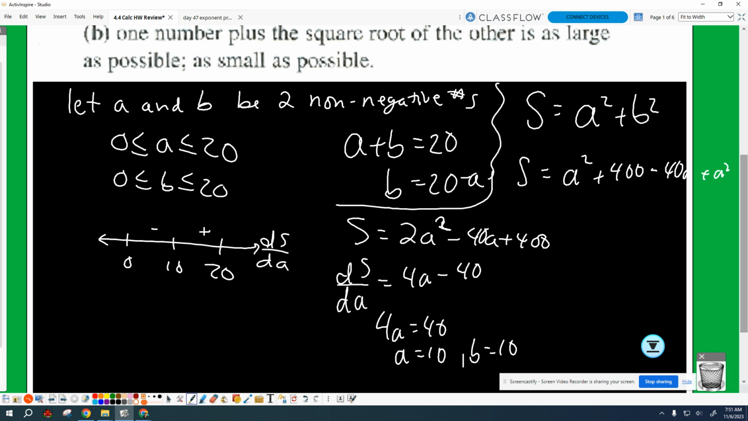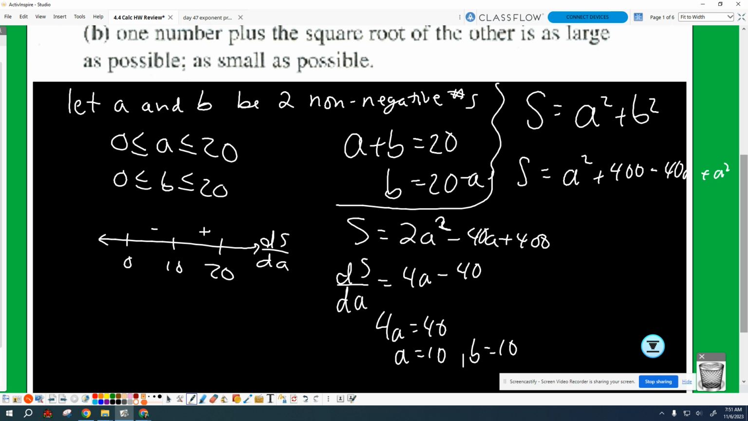The endpoints. So 0 and 20, whichever one you choose for A or B doesn't matter, but the two numbers are 0 and 20 that give you that maximum. 0 squared plus 20 squared is 400. The minimum is 10 and 10, which gives you 200.